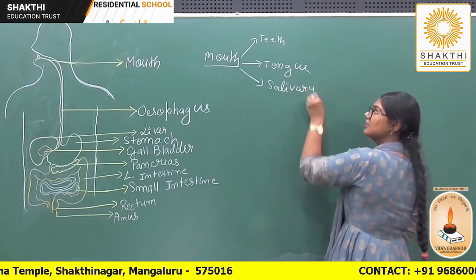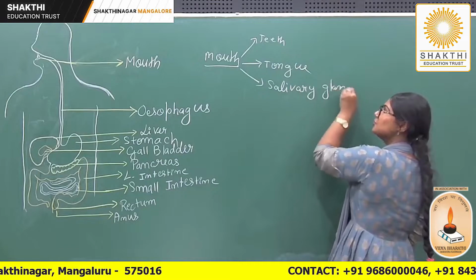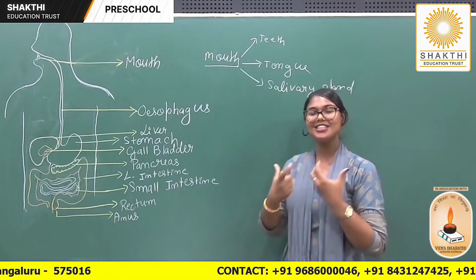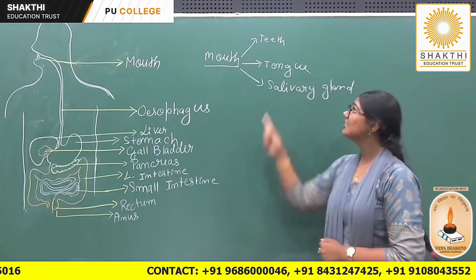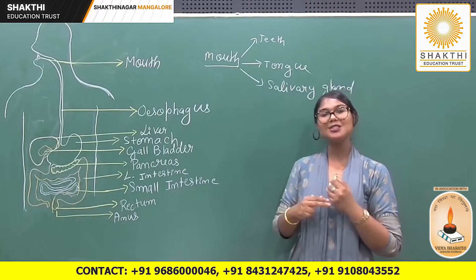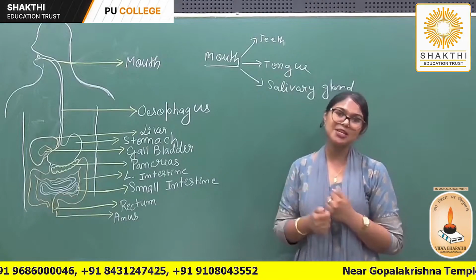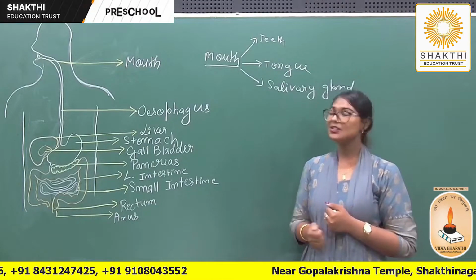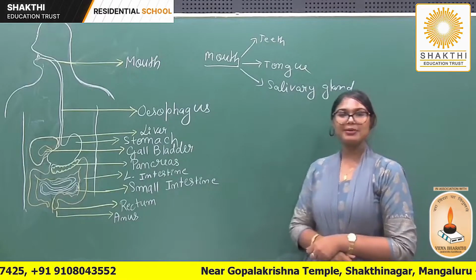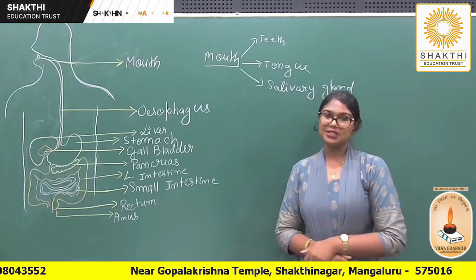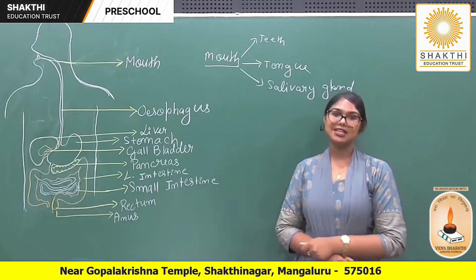The teeth is used to bite the food, correct? Teeth is used to bite the food. Tongue is used to mix the food with the liquid which is produced in the mouth. And this liquid is called as saliva. So the saliva is produced by salivary glands, students. We have three pairs of salivary glands.